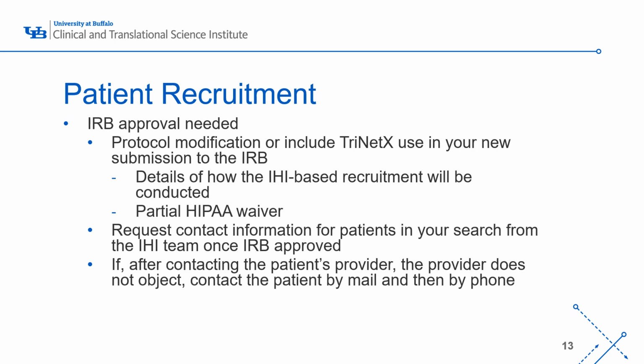The IHI team will verify the correct approvals and review the query against protocol criteria to ensure that they match, then provide the patient list to the researcher. The research team must then contact the patient's provider, and if the providers do not object, the research team can contact patients by mail and can follow up by phone.